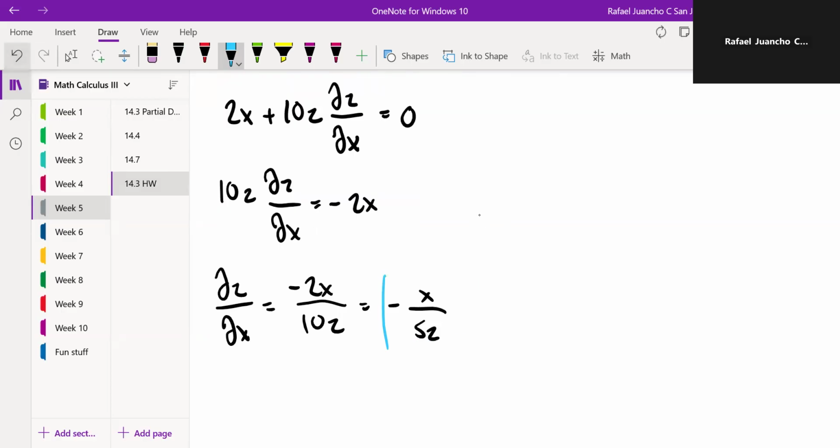So surprisingly, I don't have anything in terms of y. And that makes sense, right? Well, because I treat y as a number here. So of course I wouldn't get anything for y. Okay, so here I have negative x over 5z. Let me see if I got that. I think I got it though. Okay, got it.